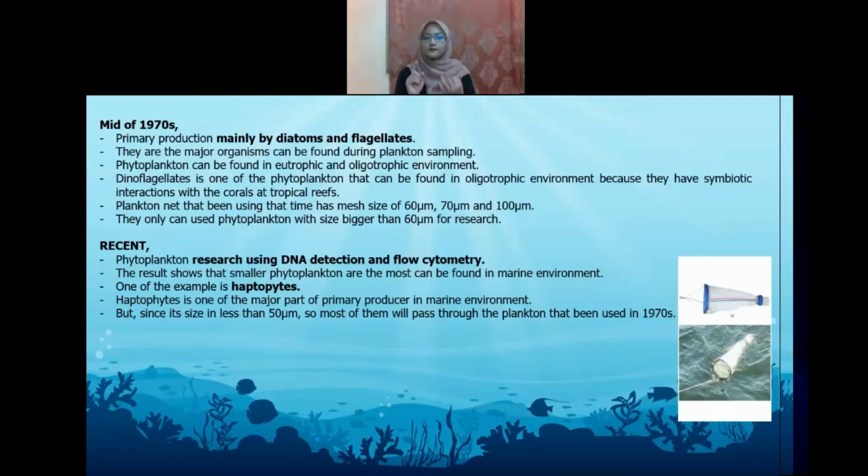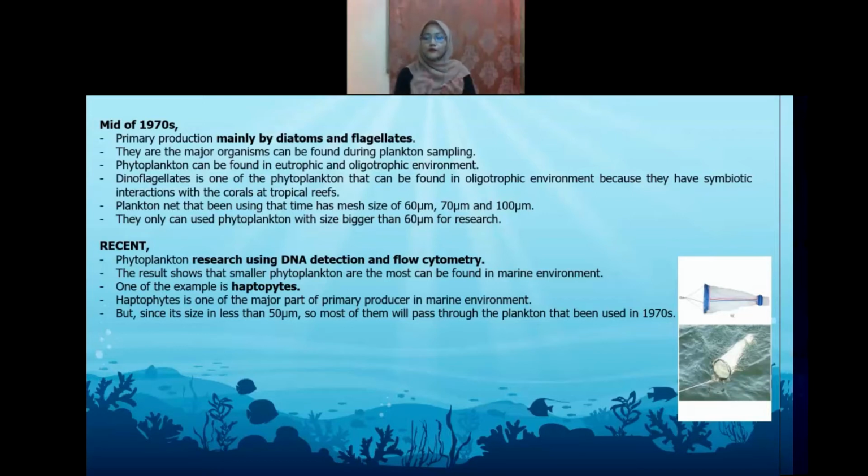Actually, phytoplankton can be found in a lot of areas, in eutrophic and oligotrophic environments. A eutrophic environment is an environment that has a lot of nutrients, while an oligotrophic environment has low nutrients. A mesotrophic environment is in the middle of the eutrophic and oligotrophic environments.